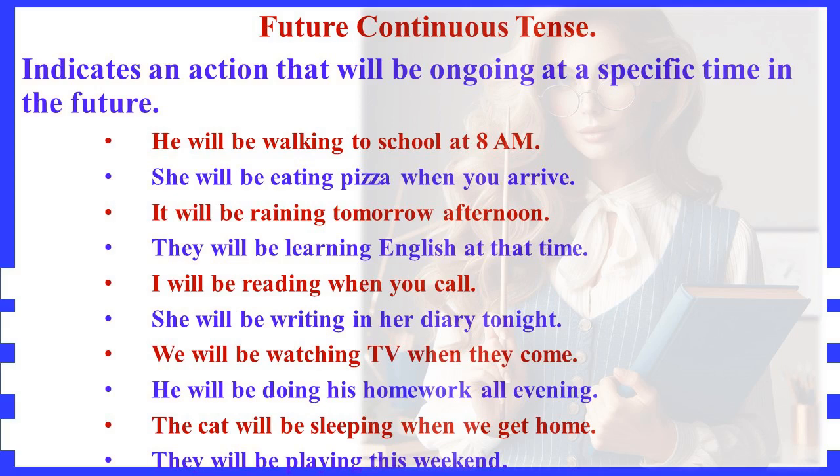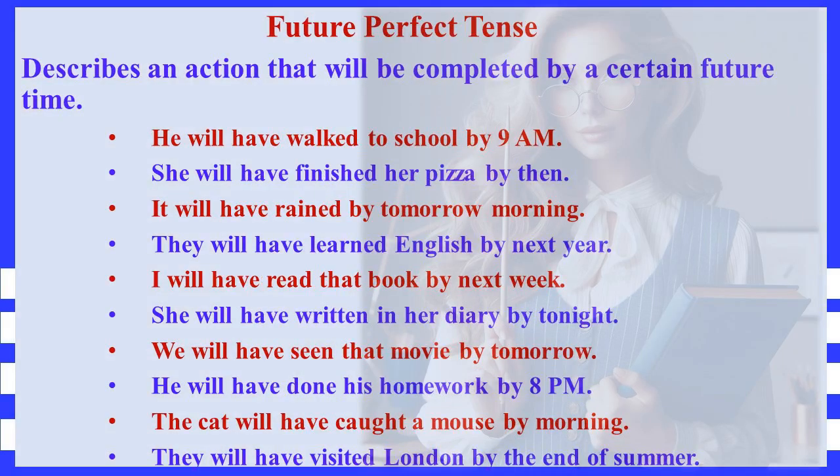We will be watching TV when they come. He will be doing his homework all evening. The cat will be sleeping when we get home. They will be playing this weekend. Future perfect tense. Describes an action that will be completed by a certain future time.